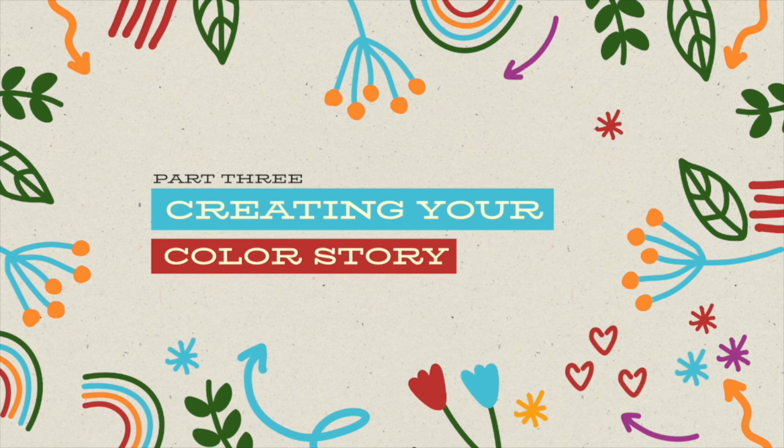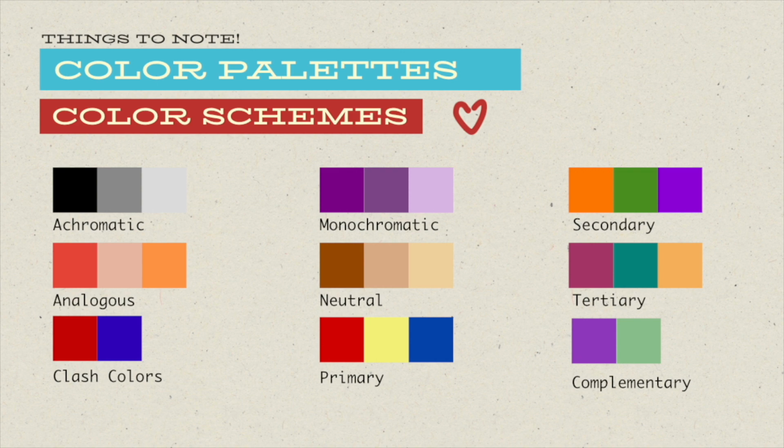Now that we understand how the color wheel works and how different colors make us feel, I want to jump into understanding color schemes. Basically, the different color combinations that we could utilize in our layouts. There are lots of different color schemes. I'm just going to name a few of them.